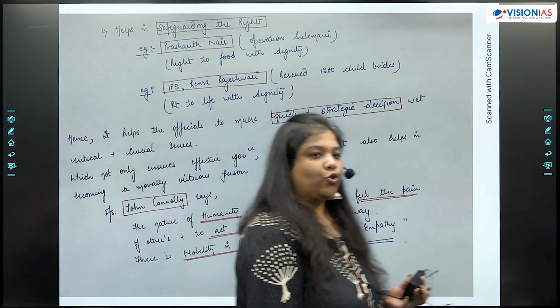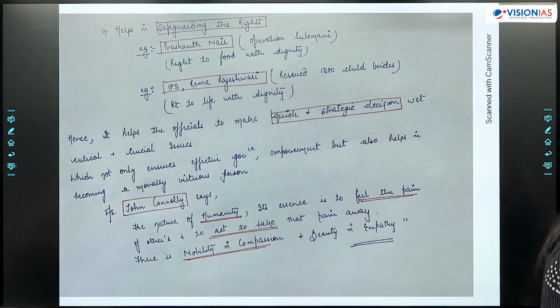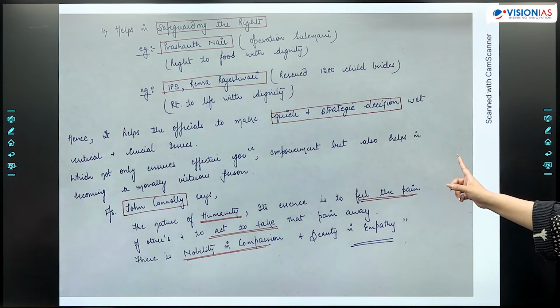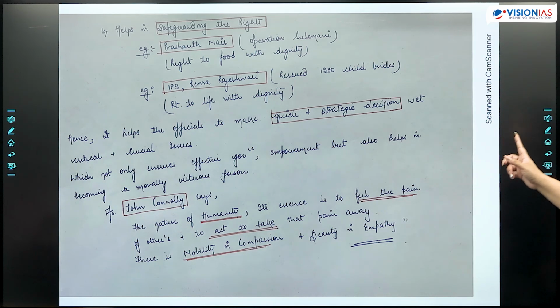Similarly, with respect to protecting the rights of the people, Operation Suleimani by Prashant Nair. Right to food with dignity. Or the example of IPS Rema Rajeshwari, who has rescued 1,200 child brides. Again, right to life with dignity. So if you have empathy and compassion, it will guide you to take the right decision.